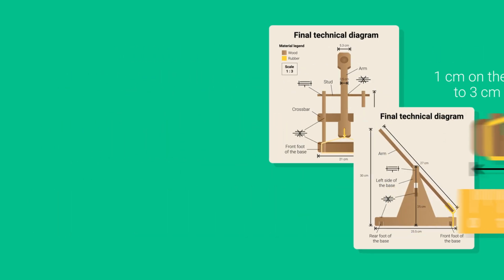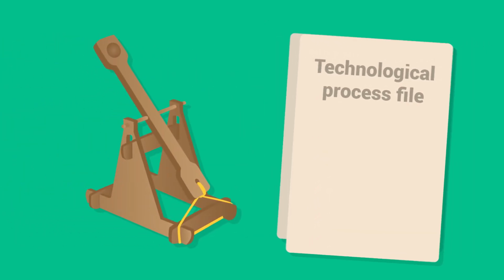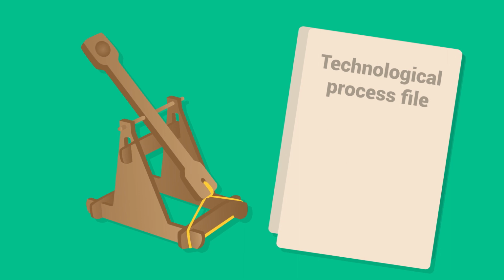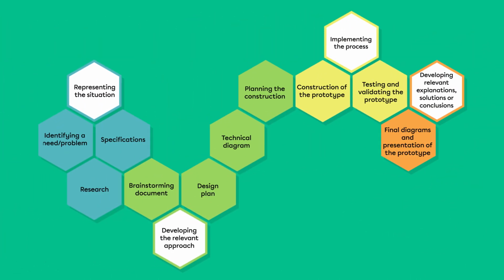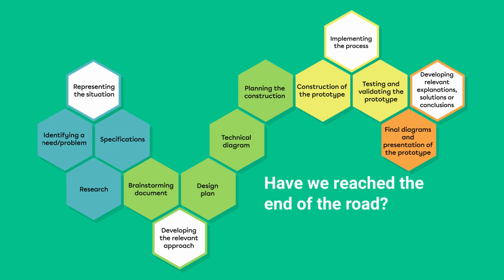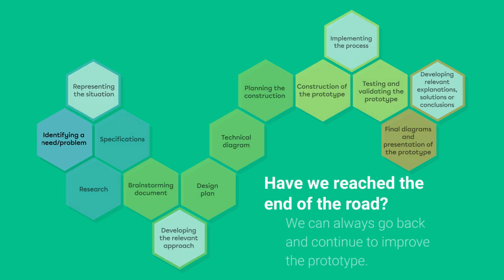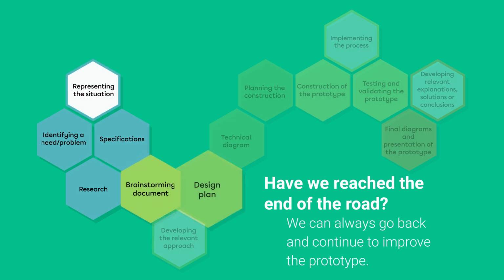In summary, the presentation of the final prototype and the technological process file is the outcome of a technological object design. From the sketches to the development and implementation of the technological design process, it all ends with detailed explanations, clear solutions, and relevant conclusions. So, have we reached the end of the road? Not really. We can always go back and continue to improve the prototype.